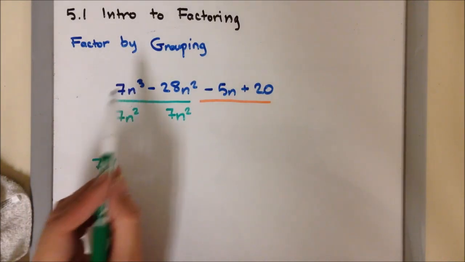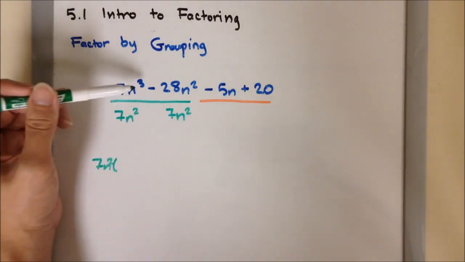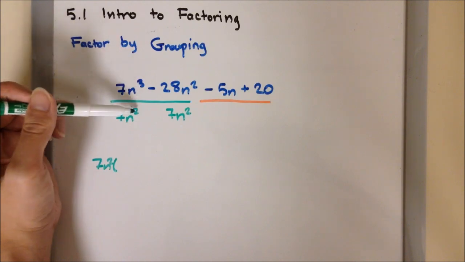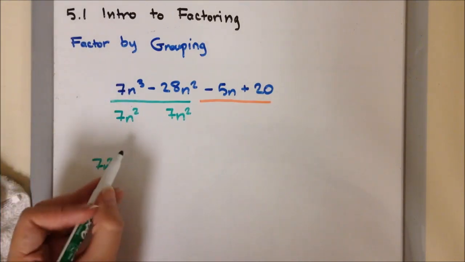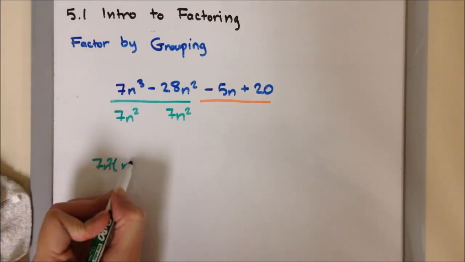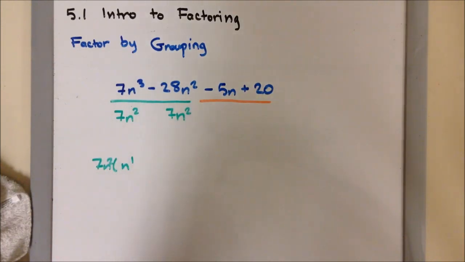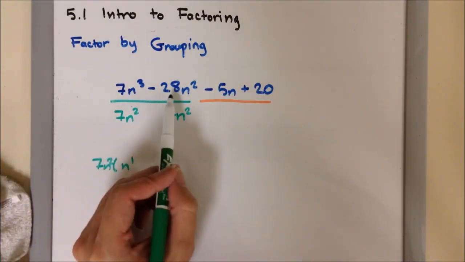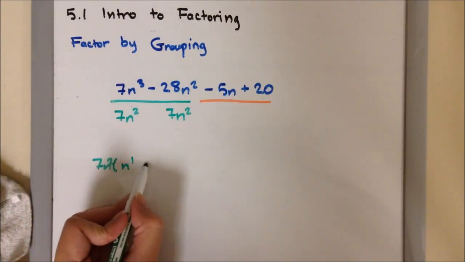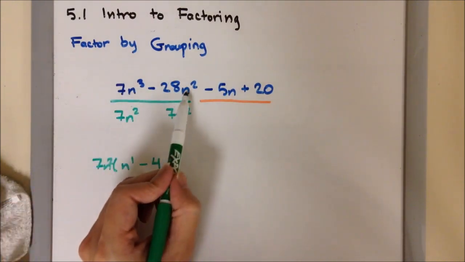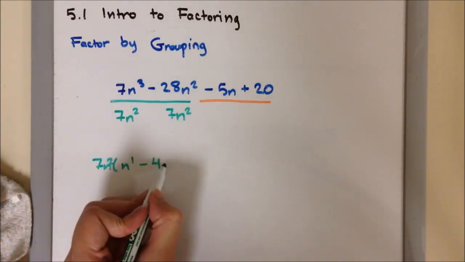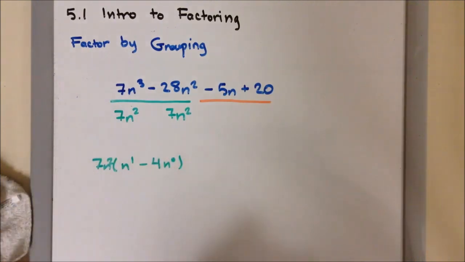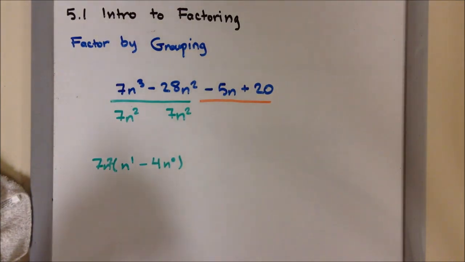But n to the third divided by n squared, remember, it's going to be top exponent minus bottom exponent because I'm dividing. So 3 minus 2 will be n to the 1 power. And then here, negative 28 divided by 7 will be negative 4. And then n squared divided by n squared. So remember, top exponent minus bottom, it will be n to the 0 power. So that's what I can do for the left side.